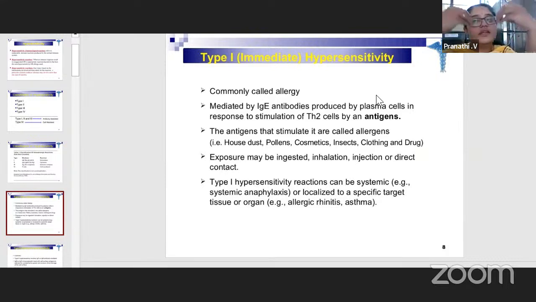Exposure can be through ingestion, so when you take a drug, or inhalation of spores, pollen grains, or through an injection or direct contact. So type 1 hypersensitivity can be systemic, that is anaphylaxis as it is known, where the complete body is involved, or localized in one particular area. Examples are allergic rhinitis or asthma. In allergic rhinitis, you start having symptoms of a cold. Asthma is the breathing problem that you get to see.